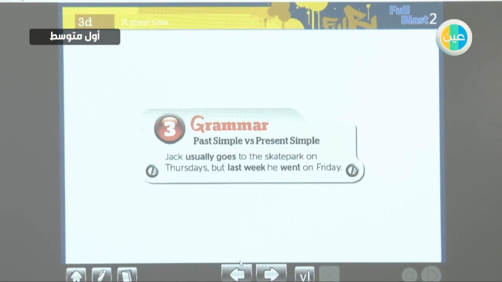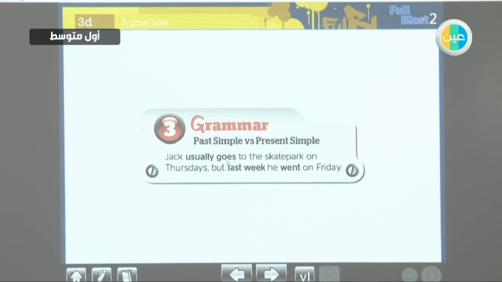And here we have these sentences. Jack usually goes to the skate park on Thursdays. On Thursdays means every Thursday. As a routine, Jack usually goes to the skate park. We know that the verb takes the S at the end of it when we have the subject she, he, or it. She goes, he goes, it goes. But with the other pronouns, I, you, we, and they, the verb doesn't end with S. I go, you go, we go, they go.